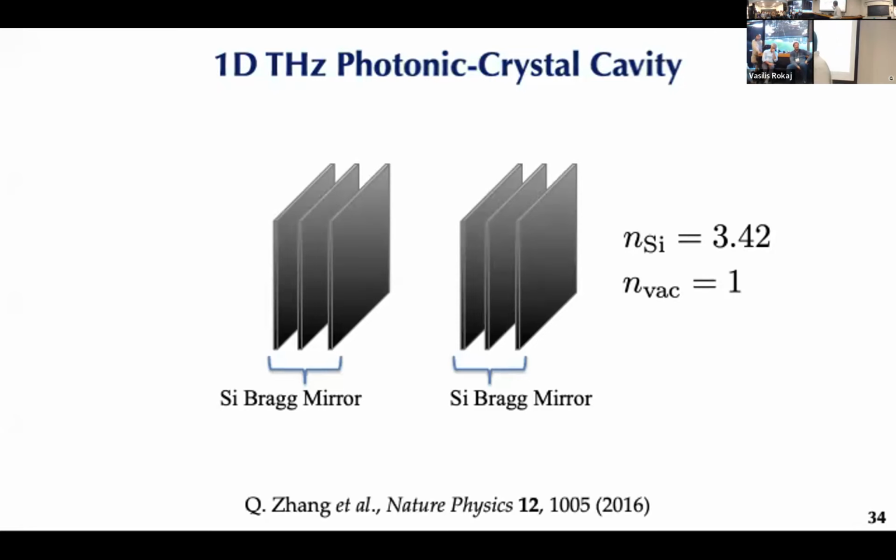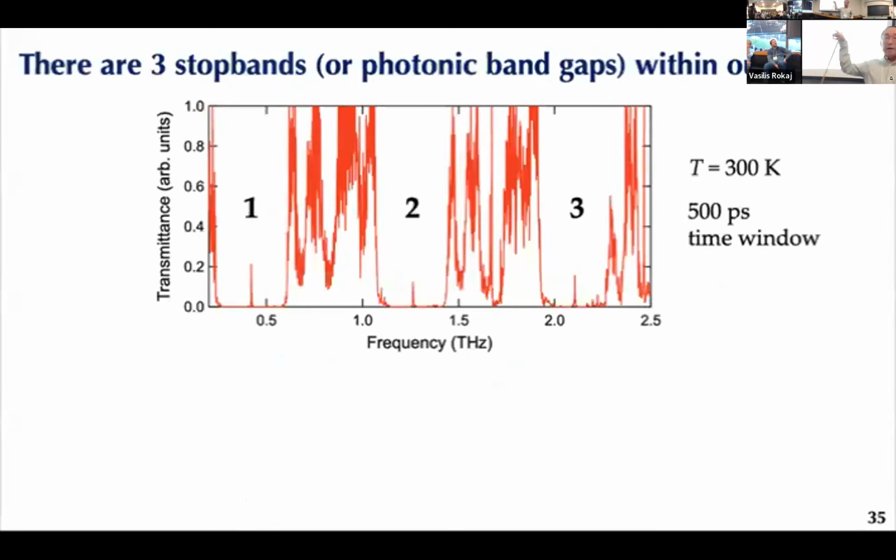And I want to point out this is such a nice space, a laboratory in which to place an interesting quantum material. This is a transmission spectrum through an empty cavity without including any material in the system. This is our bandwidth frequency range, from 0.1 or 0.2 terahertz to 2.5 terahertz.